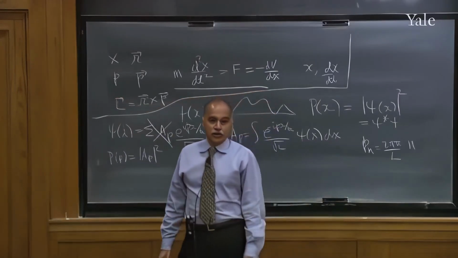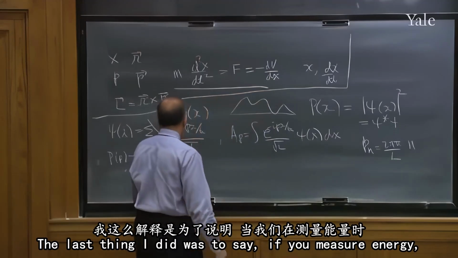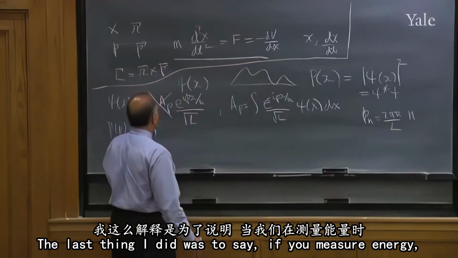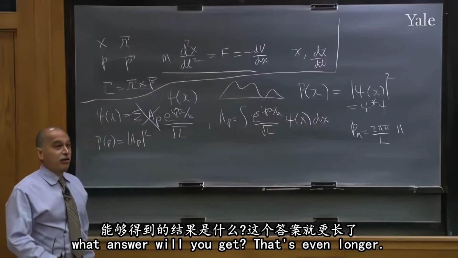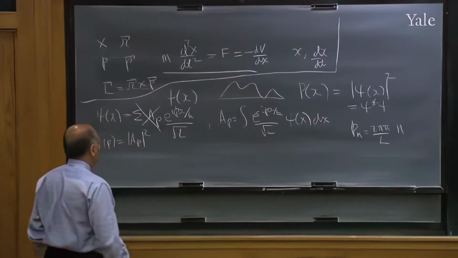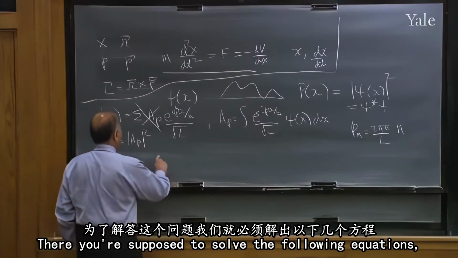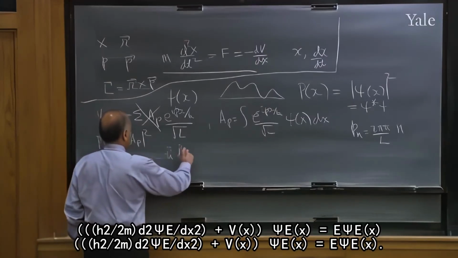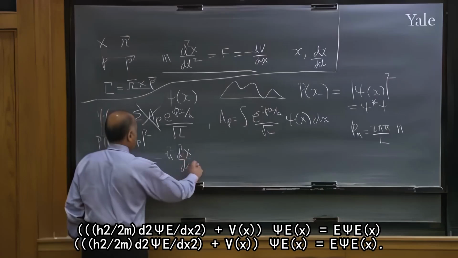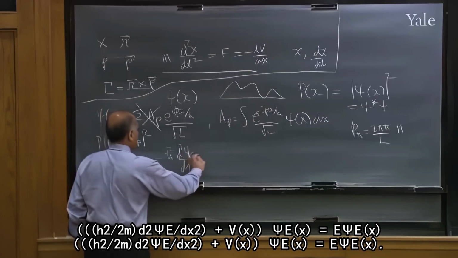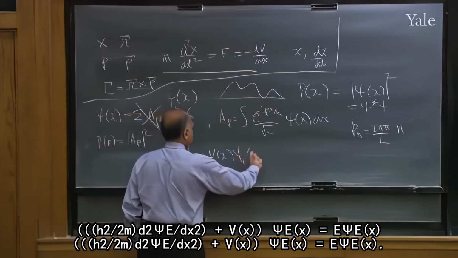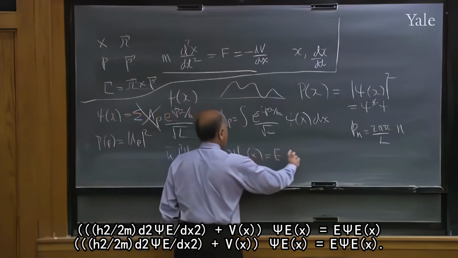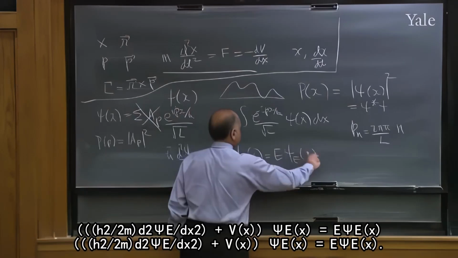The last thing I did was to say, if you measure energy, what answer will you get? That's even longer. There you're supposed to solve the following equation: minus h bar squared over 2m, d2 psi sub E over dx squared, plus V of x times psi sub E of x, is equal to E times psi sub E of x.